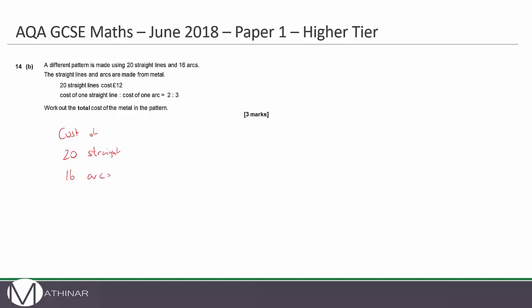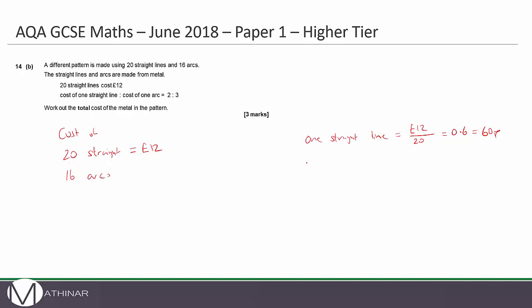So we know that 20 straight lines cost £12. So I already know that. So if 20 straight lines cost £12, how much does one straight line cost? One straight line will cost you £12 divided by 20, which will be 0.6, which is 60 pence. So one straight line will cost you 60 pence.